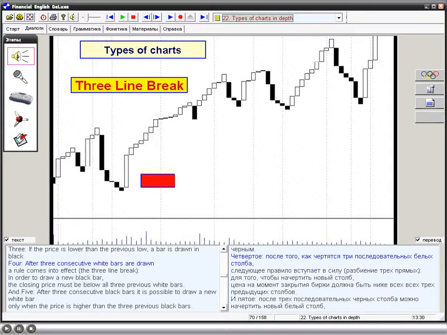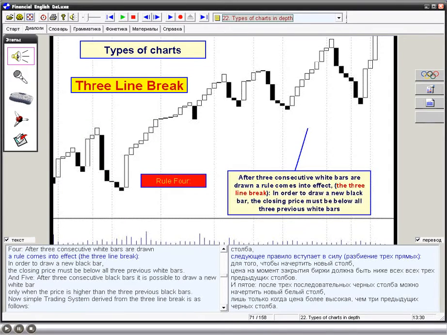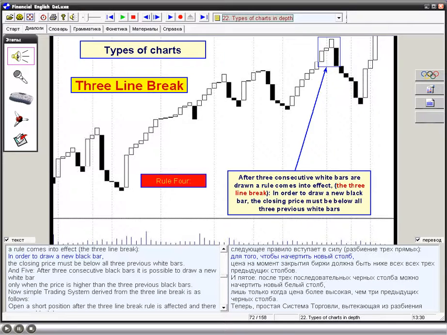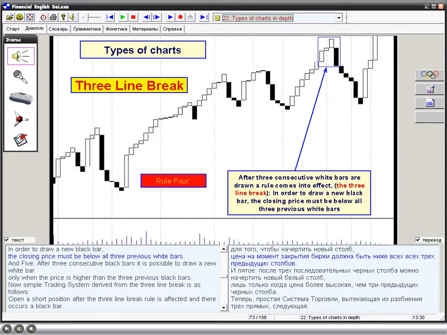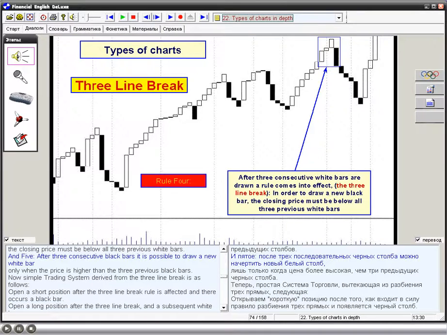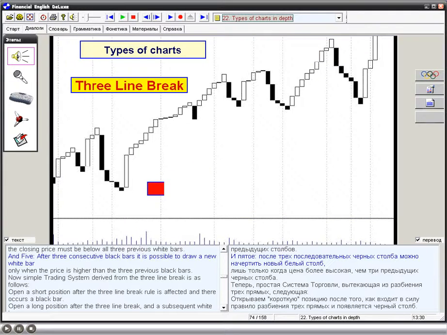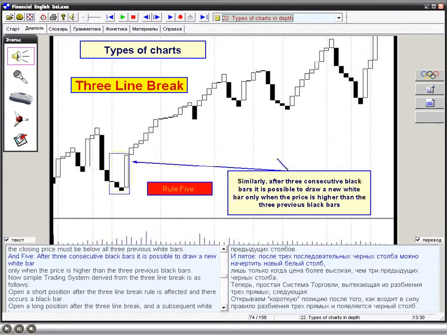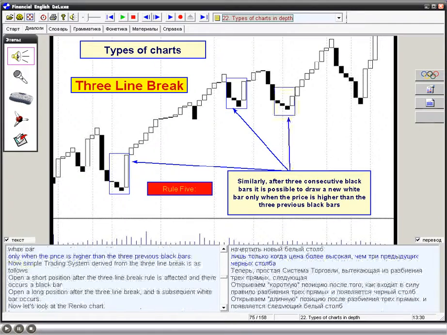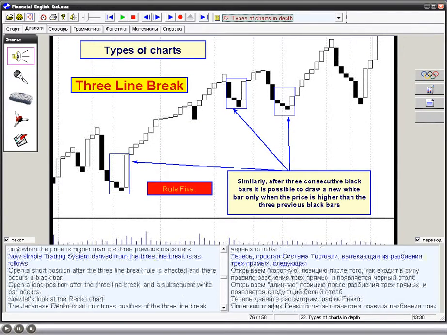4. After 3 consecutive white bars are drawn, a rule comes into effect, the three-line break. In order to draw a new black bar, the closing price must be below all 3 previous white bars. And 5. After 3 consecutive black bars, it is possible to draw a new white bar only when the price is higher than the 3 previous black bars.